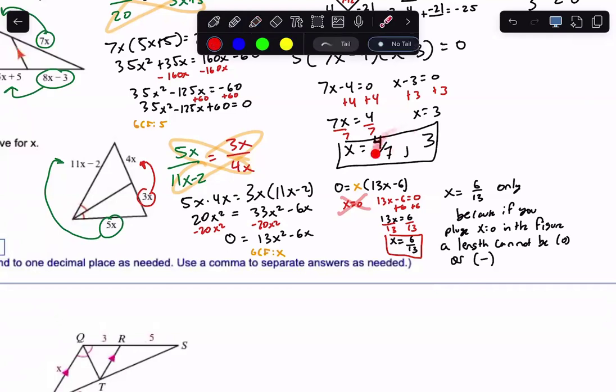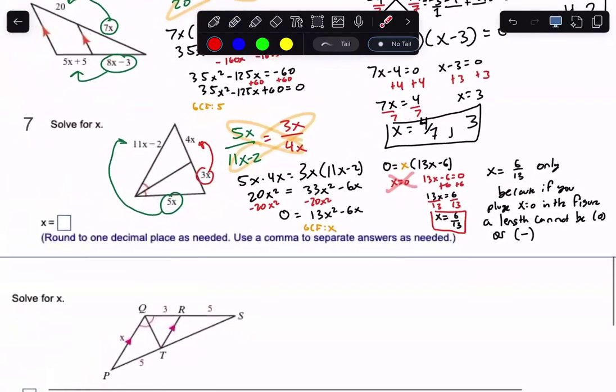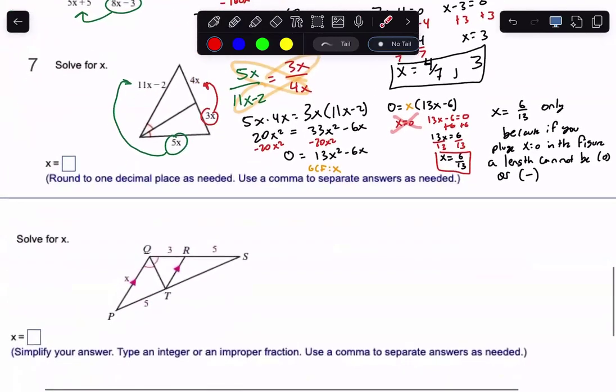In the previous problem, this was fine because they were both positive. And I think even if you plug 4 over 7 into x minus 3, you still end up getting a positive number. Yeah, even if you plug 4/7 into the length expression, it will still end up becoming positive. So it's perfectly fine. Does anyone have any questions with number 7?